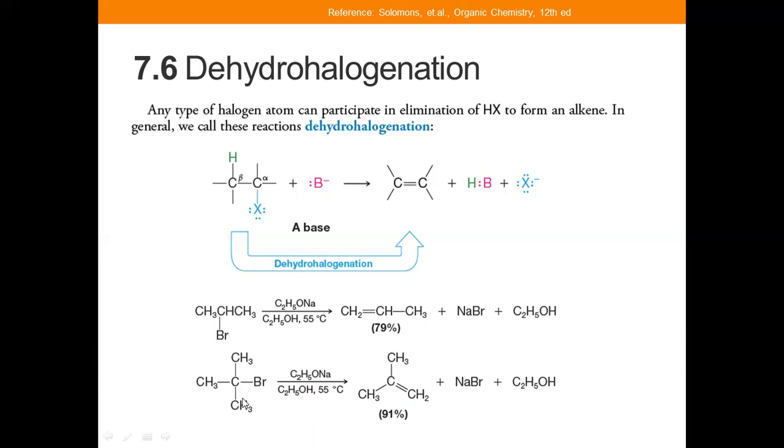And for a tertiary alkyl halide, we get a greater proportion of our alkenes, 91%. So again, this is an example of a dehydrohalogenation reaction. We call it dehydrohalogenation because we abstract or eliminate the halogen and, of course, the hydrogen. So that's why dehydrohalogenation. And then next.